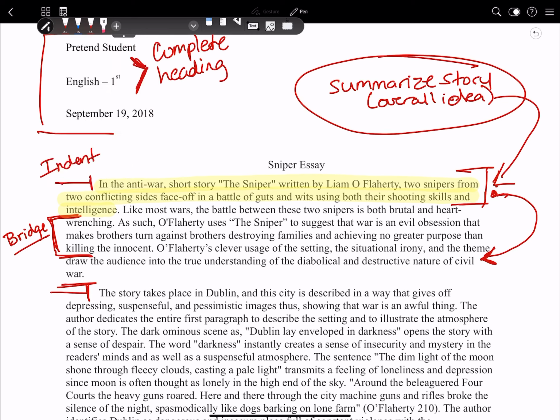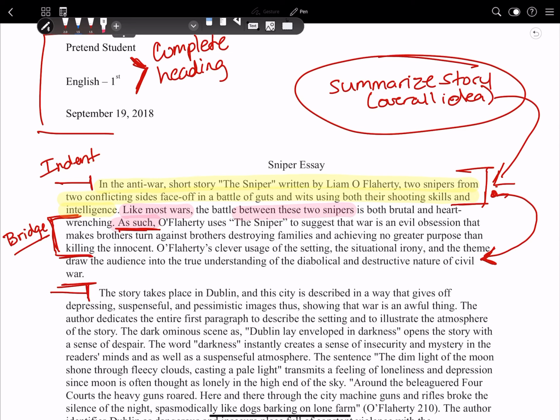Okay? Like most wars, the battle between these two snipers, she's connecting that war to her story, is both brutal and heart-wrenching. As such, she uses transition words. I've included a handout for transition words. Transition words are your friend. If you do not use them in your writing, I guarantee I'm going to say, use transition words, use transition words, use transition words. So please use them to begin with.